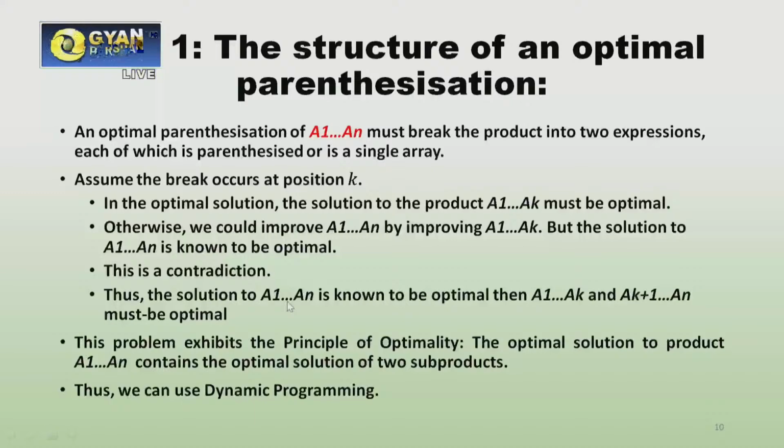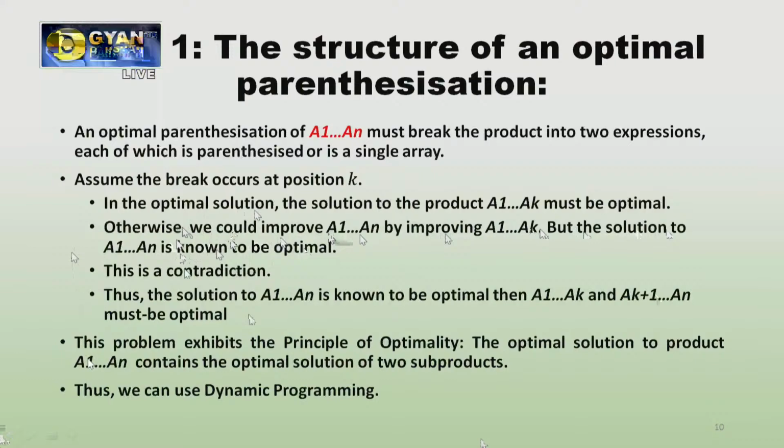Dynamic programming. All right, so moving on. We could improve A1 to AN by improving A1 to AK, but the solution to A1 to AN is known to be optimal. This is a contradiction. So read it again.